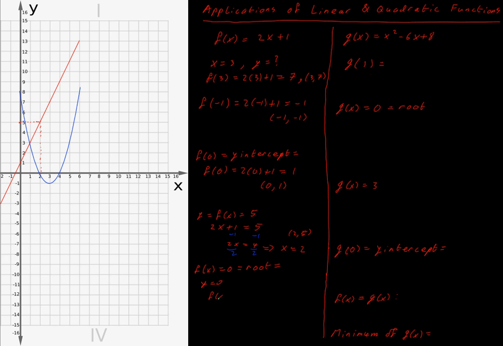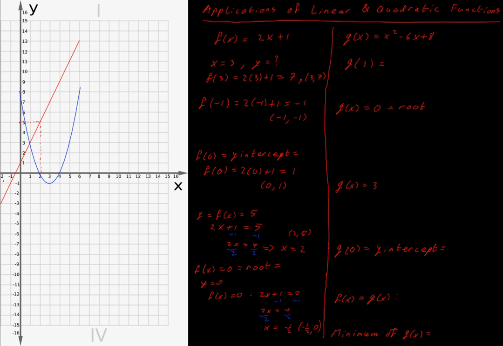So let's have a look at when that happens algebraically. So I have f of x is equal to 0. So I have 2x plus 1 is equal to 0. Subtract 1 from both sides. I get 2x is equal to minus 1. Divide both sides by 2. And I get x is equal to minus a half. So my coordinates would be minus a half and y is 0.